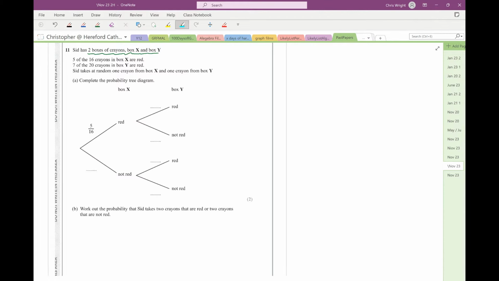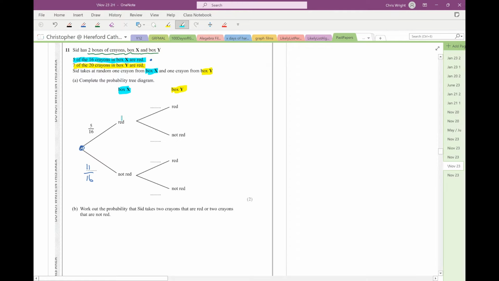Right, 5 of the 16 crayons in box X are red, and 7 of the 20 crayons in box Y are red. Sid takes at random 1 crayon from box X and 1 crayon from box Y. Here we are at the start, so we take 1 from box X. 5/16 is red, because 5 out of 16 are red, so it must be 11/16 that it's not red.